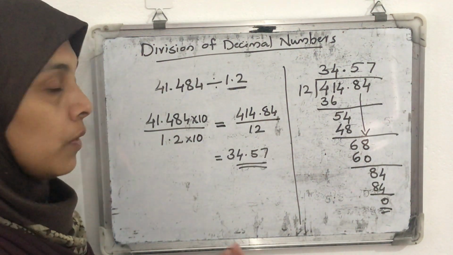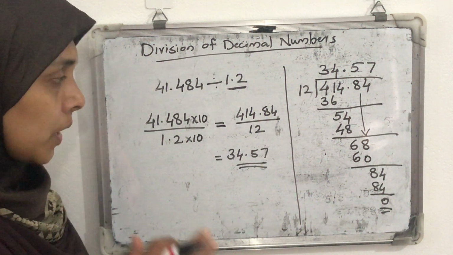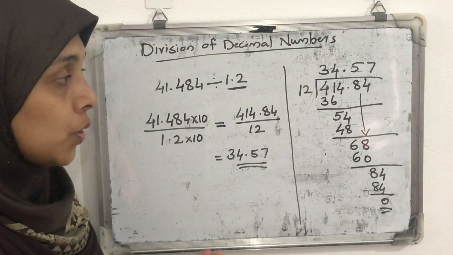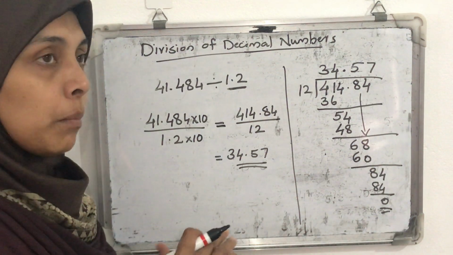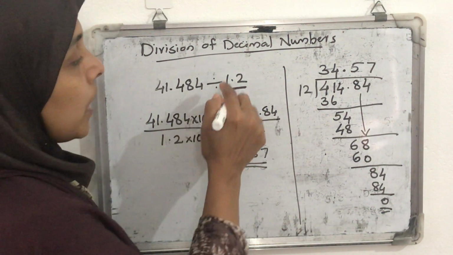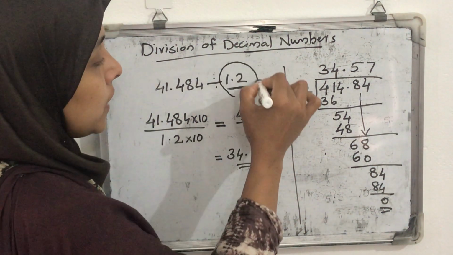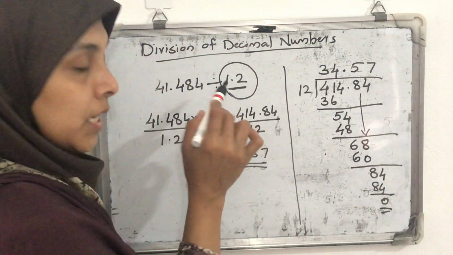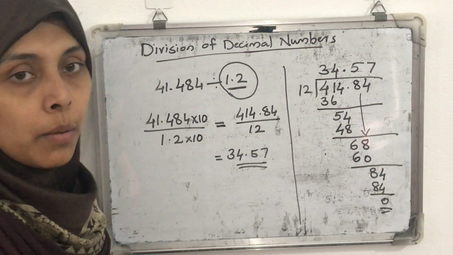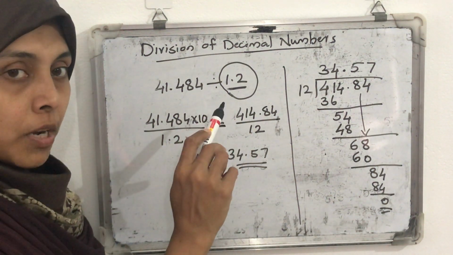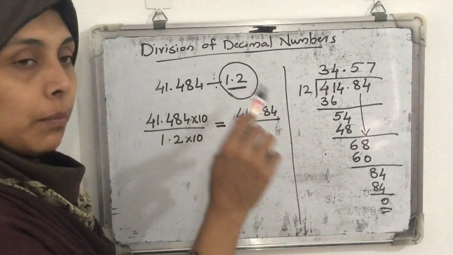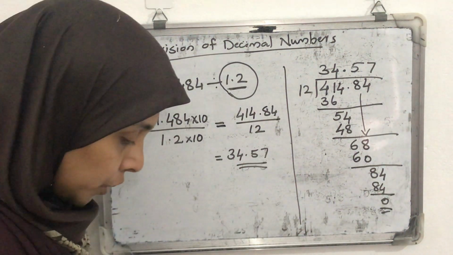34.57. So first, the main thing, if you understand that step: what do we want to do first when we are dividing any decimal number or a whole number by a decimal number? What is our first step? We are converting this decimal number into a whole number. What do we multiply with to make it a whole number? We multiply with 10. Then only it will become 12. One more question we can do.